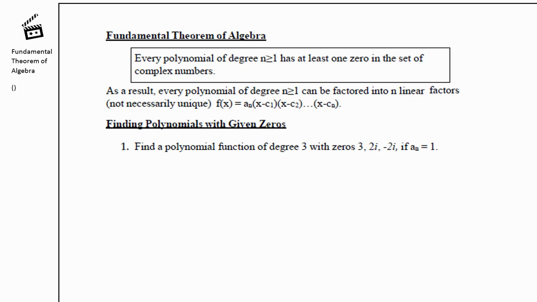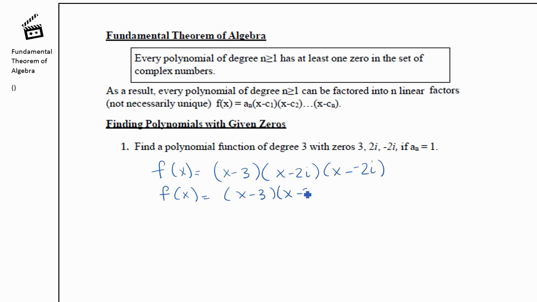So one says find a polynomial function of degree 3 with zeros 3, 2i, and negative 2i if the leading coefficient is 1. Now what that means, let's just call it f of x. If these are our zeros, then our factored form would be x minus 3, x minus 2i, and x minus a negative 2i. Subtracting a negative, we can turn into addition, so we can write this as x plus 2i.